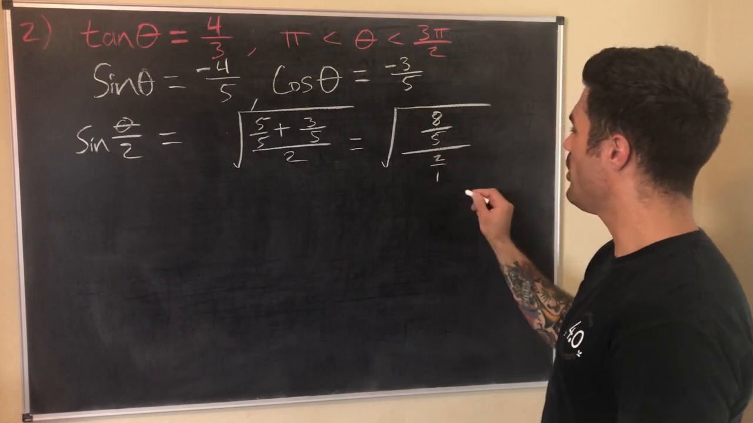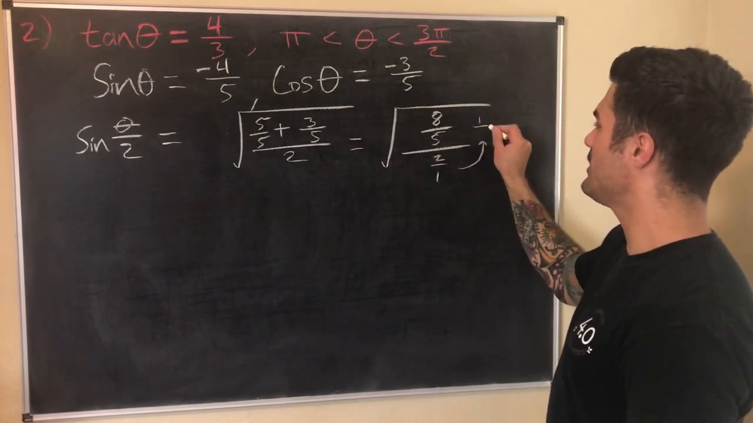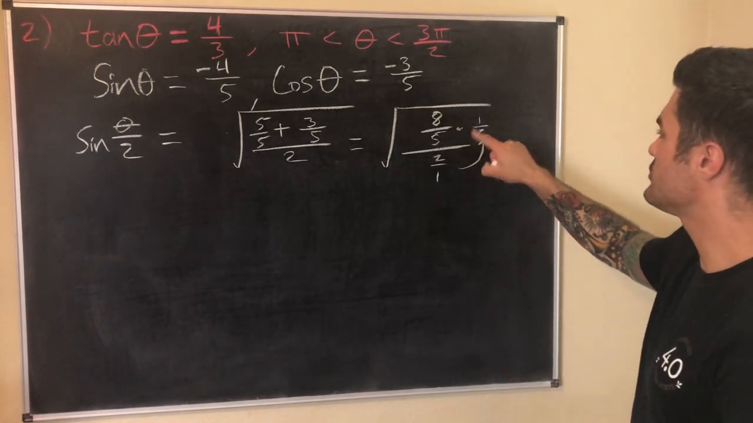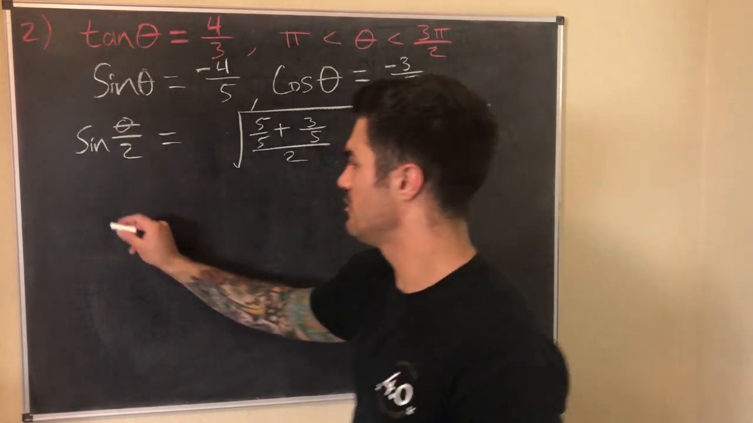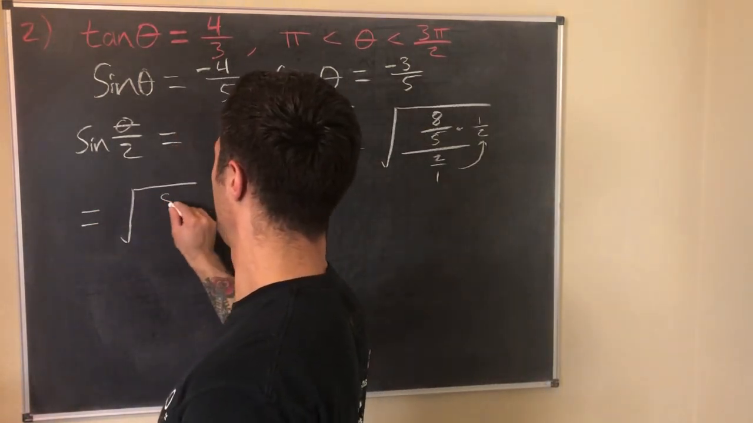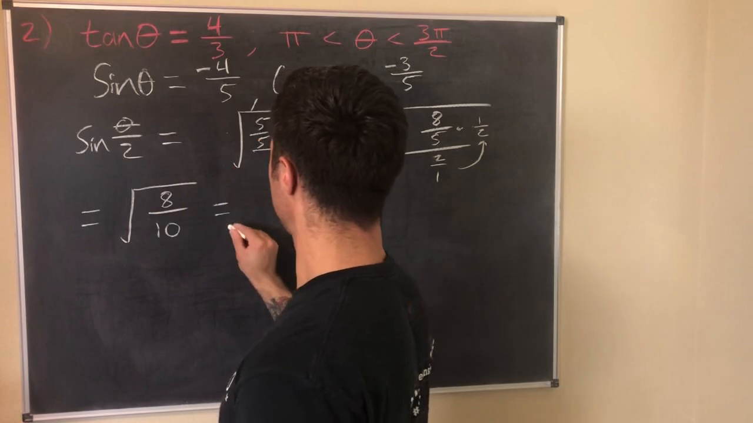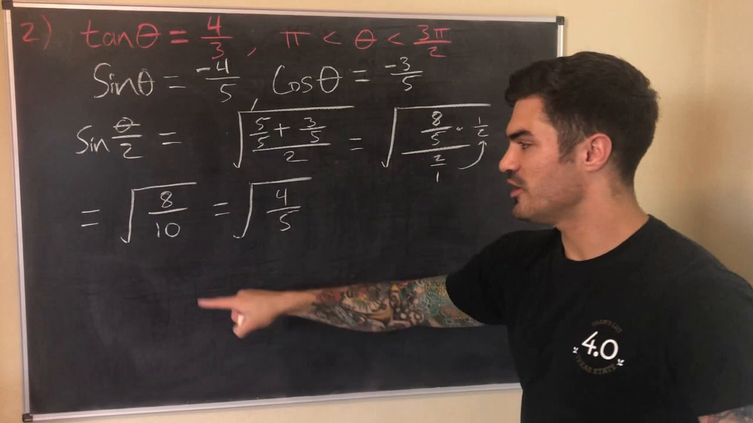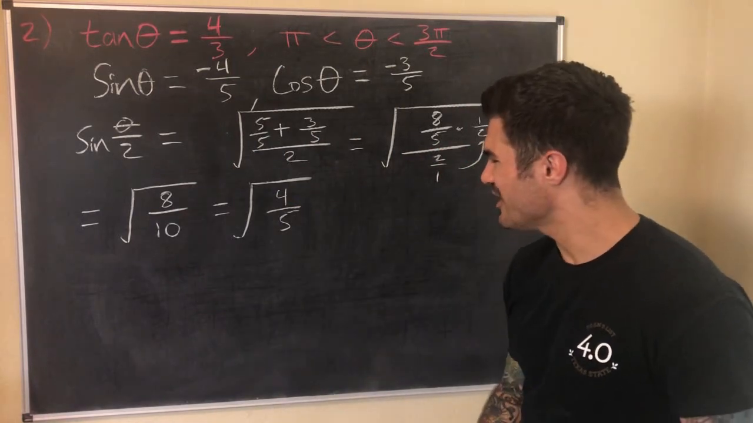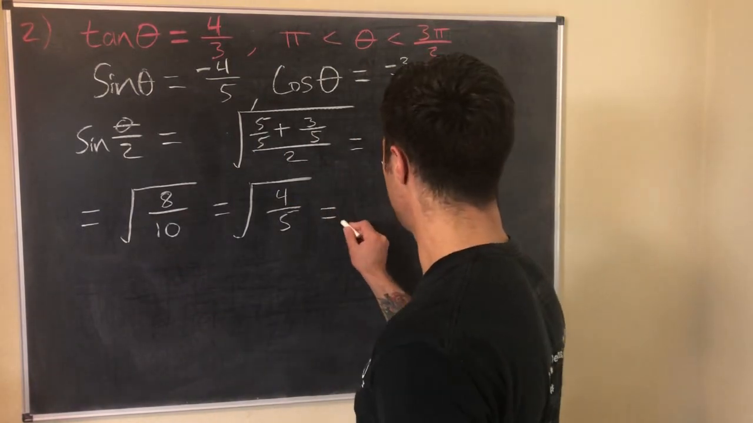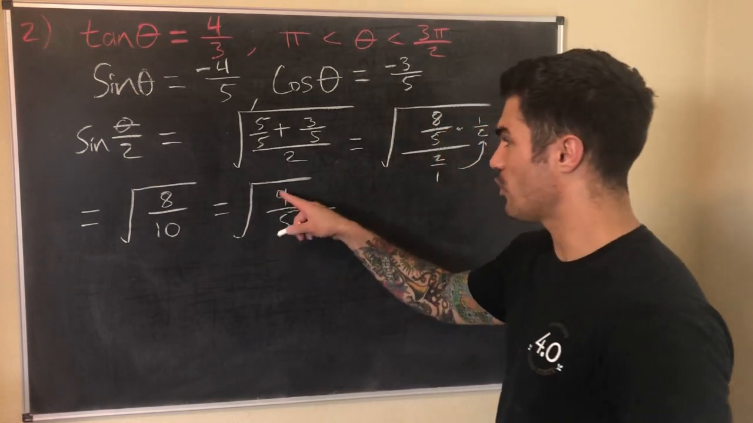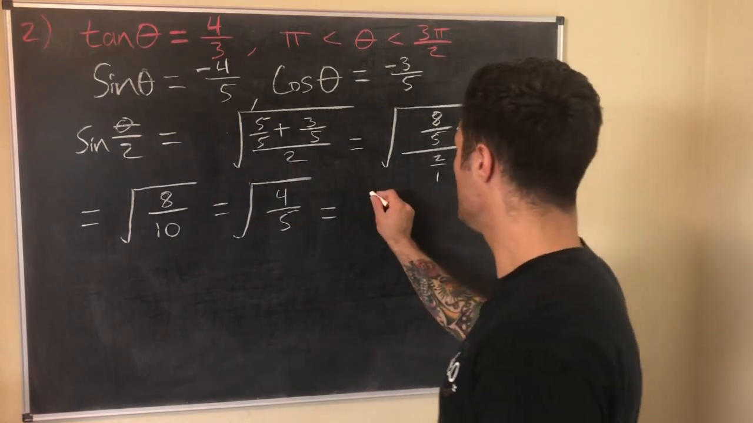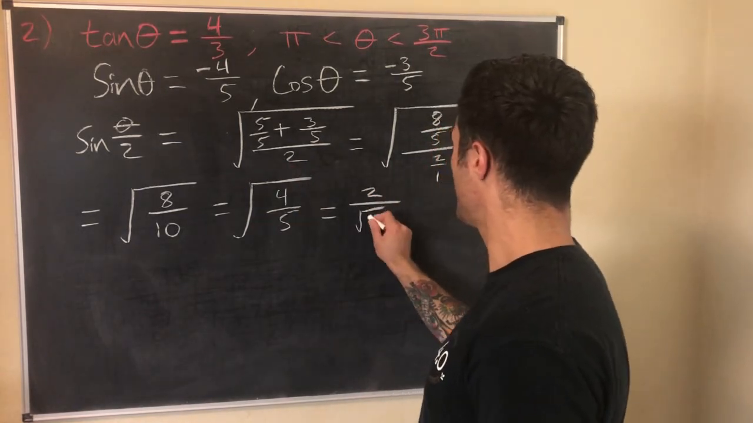Over 2/1. Now I can sort of flip the bottom and multiply, right? So then I have, let's see, 8 times 1, that's 8/10. Which is actually equal to 4/5 if I just divide the numerator and denominator by 2. And now let's see, should we split this up? I suppose we could. Yeah, because that's going to give us √4. If I split this up, right, square root of 4 over square root of 5. Square root of 4 is 2, so we're going to get 2/√5.